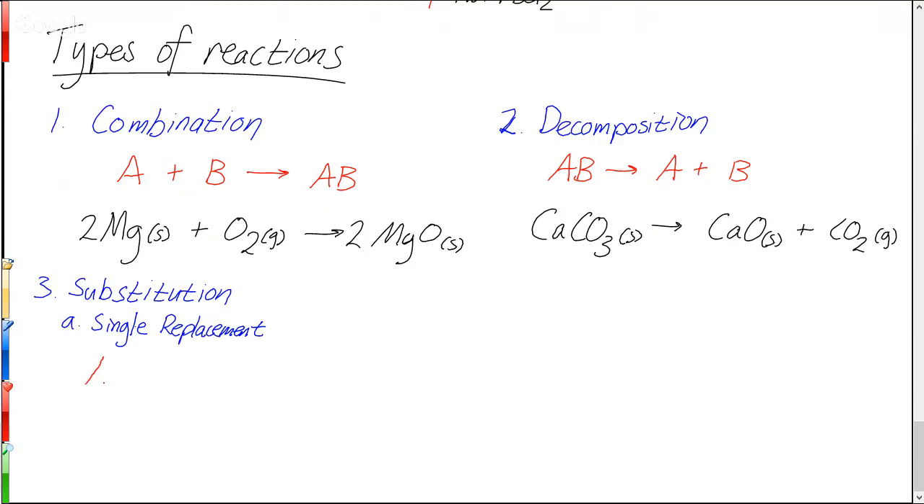So in single replacement, you have a compound reacting with an element. And then in the product, the element has replaced one of the pieces of the compound, and the other one ends up by itself. There's one example of this on the board right here. So you've got aluminum by itself, and then you've got these two together. In the products, aluminum ends up replacing the cobalt, and the cobalt's off by itself.